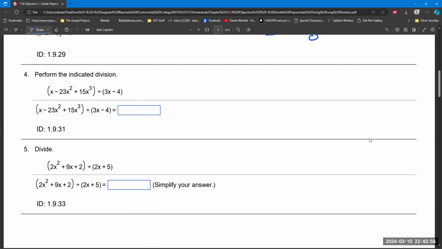Okay, we want everything written in descending order of exponents before we get started here. So 3x minus 4 on the outside, and on the inside, I'm going to write 15x cubed minus 23x squared plus x, and I'm going to write a plus 0 there in case I need it, just as a placeholder so that I have every degree from the highest, degree 3, all the way down to degree 0 with my constant represented in case I need it. I know I'm done when I get to my constant term.